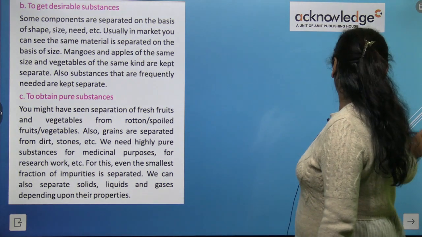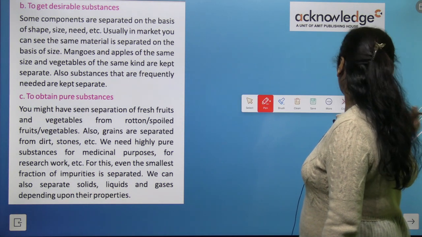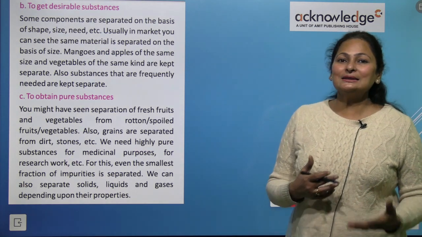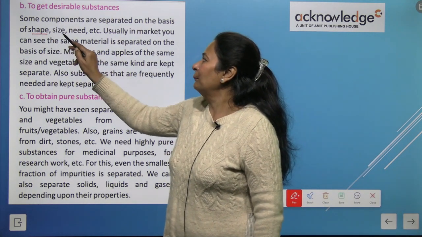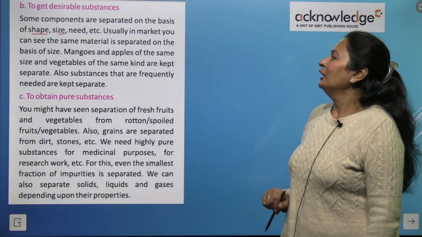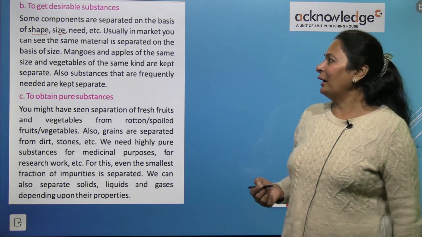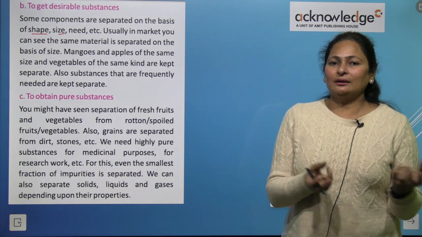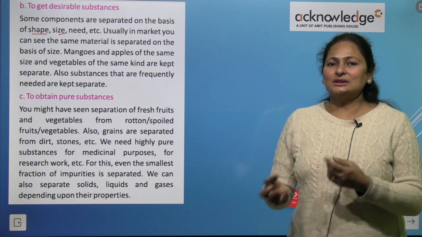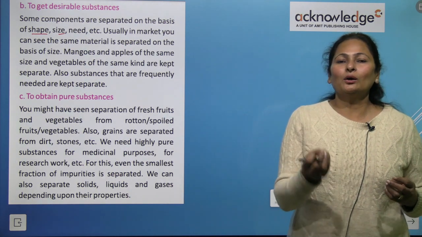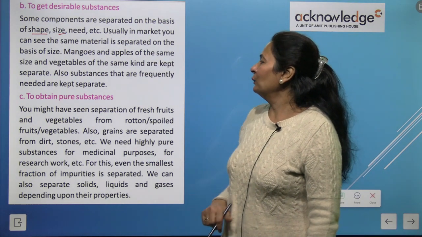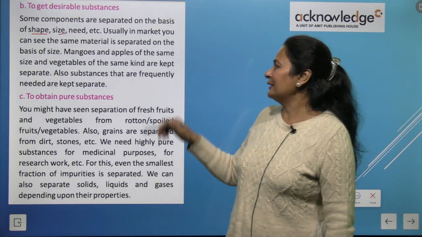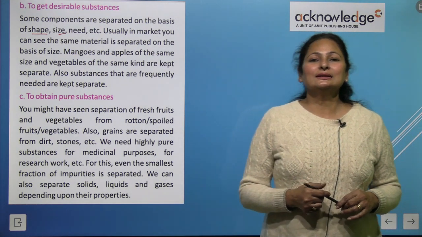Now, why we needed again a reason to get a desirable substances. Some components are separated on the basis of what? On the shape, on the size, etc. Usually, when you go to the market, you'll find different types of potatoes, vegetables, the fruits. They are kept separated according to their size. Mangoes and apples of same size, vegetables, are kept at different places, right? So we use it, the desirable substances.